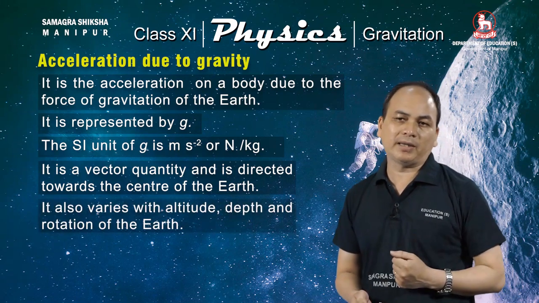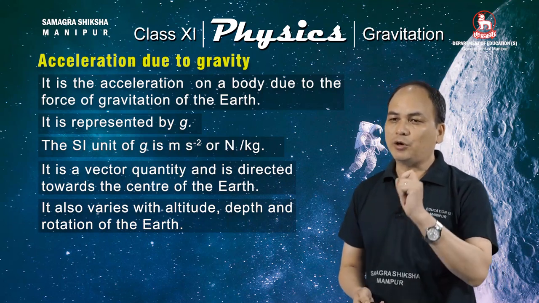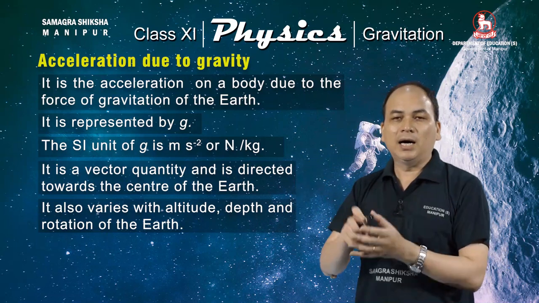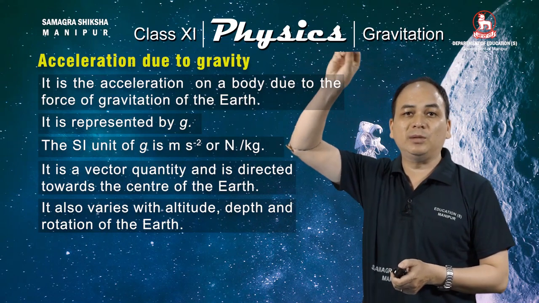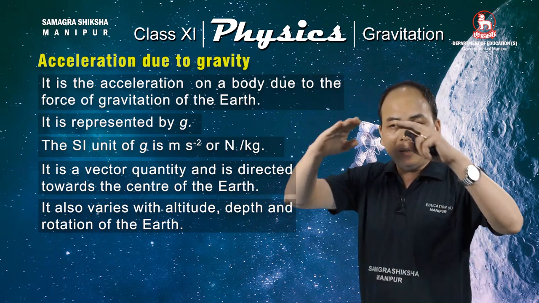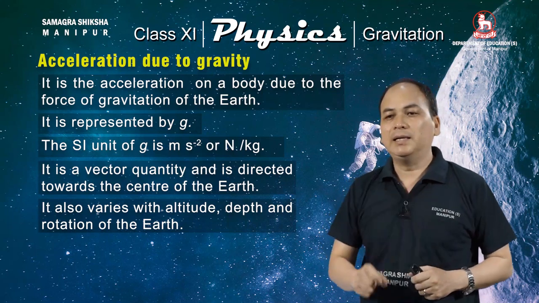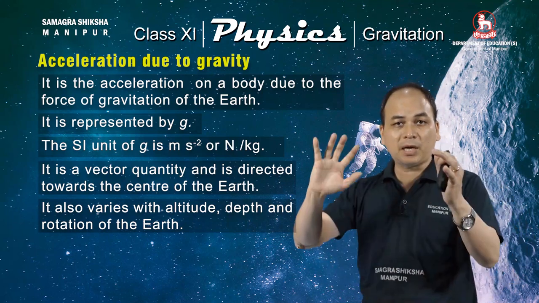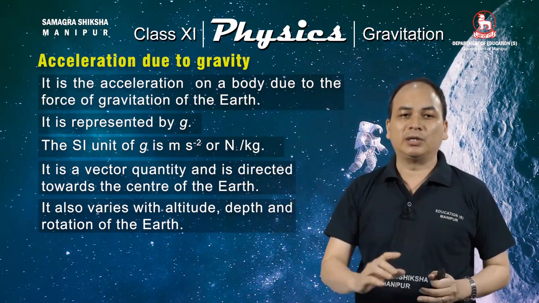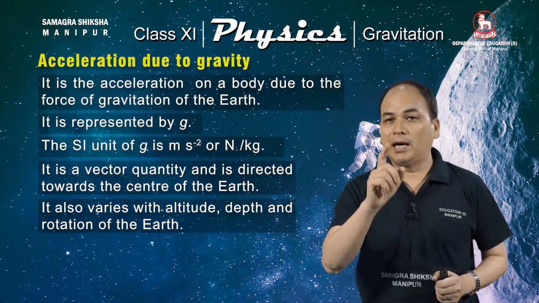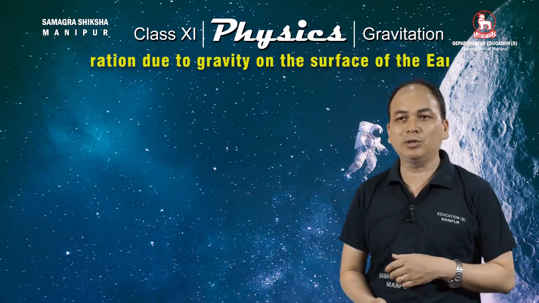It also varies with altitude, depth and rotation of the earth. On the surface, the value of g is different from the value at a height above the surface, and different deep below the earth's surface. At the same time the earth rotates about its axis, and because of rotation the value of g also changes.